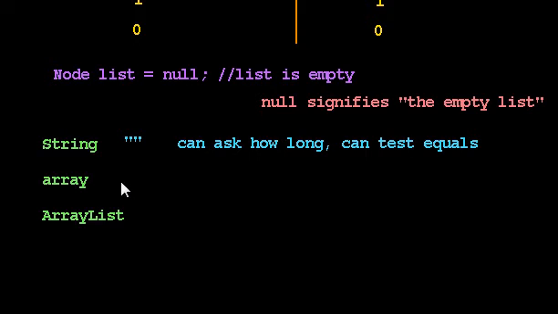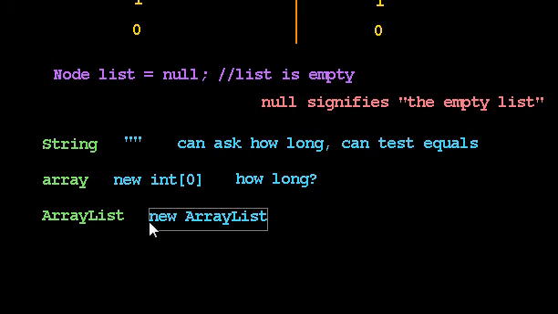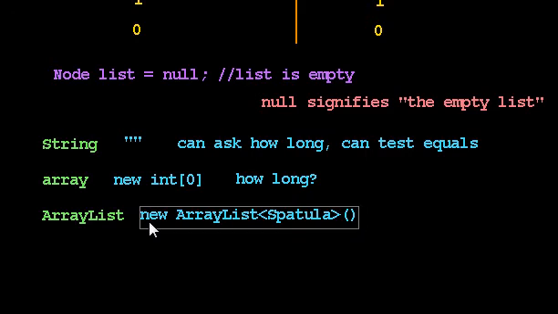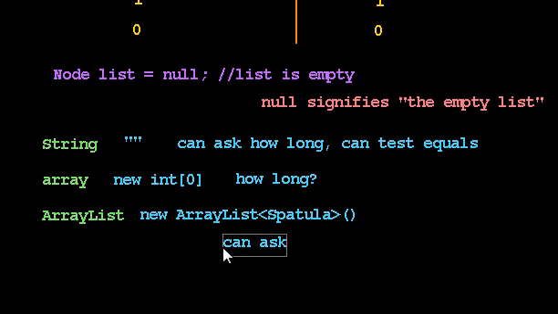And likewise, an array, we can make an empty array, right? Here's a new array of 0 integers. And I can ask this array, how long? By saying dot length on that array if I have a variable that refers to it. And that's pretty much all I can do, I suppose, with that array. If it's an array list, I do something like new array list of, I don't know, spatulas. There we go. There's an empty array list of spatulas. It holds no spatulas yet. It's empty. But I can still ask how long, right?